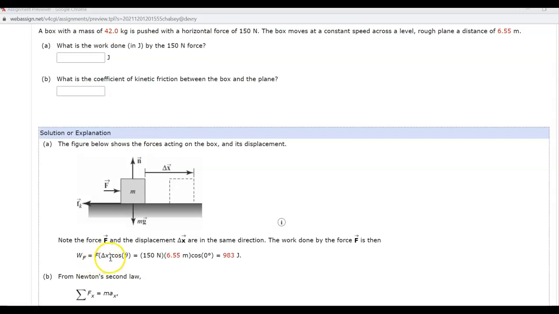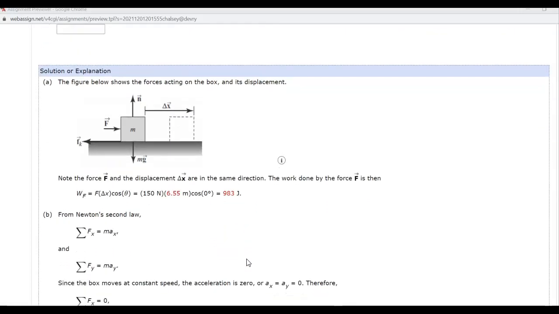Well, to determine the work done by the applied force, we're going to take the force times the change in the x direction, which means how far it moved, times the cosine of the angle that it was pushed at. It was pushed at a 0-degree angle, so that would be the cosine of 0. So we have the 150 newtons that was applied, and the change in x was 6.55 meters. That gives us 983 joules.